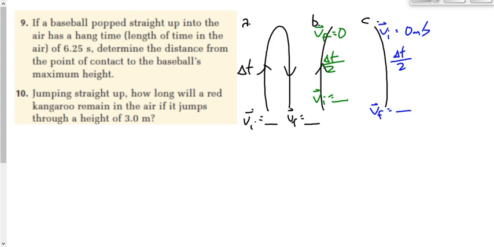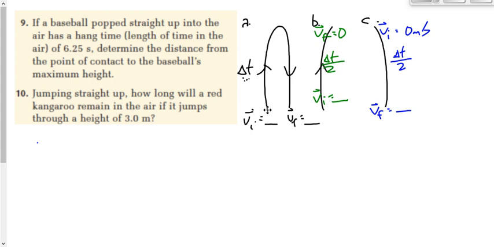Okay, let's look at number 9. We've got a baseball being popped straight up into the air, with a hang time. This is the total time, 6.25 seconds, to go up and down. That doesn't mean we're going to analyze the whole trip, but that's the time we have. What's the distance from the point of contact to the maximum height? We want to find this maximum height. Do you want to do the whole trip or half the trip? I think half the trip, right? Up or down doesn't really matter. Let's pick, what do you want to do, up or down?